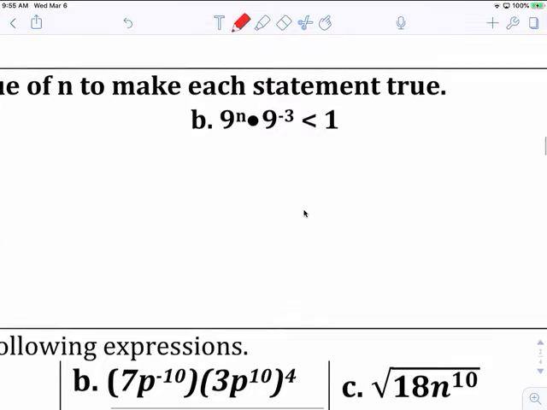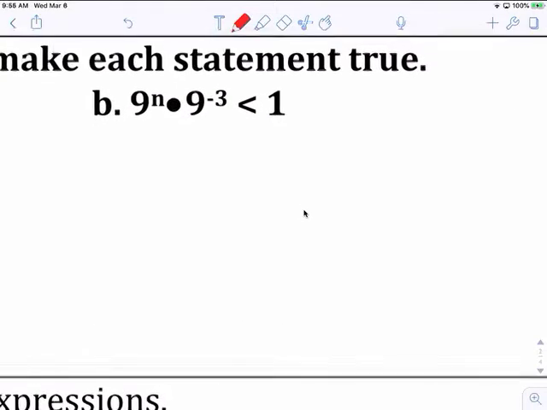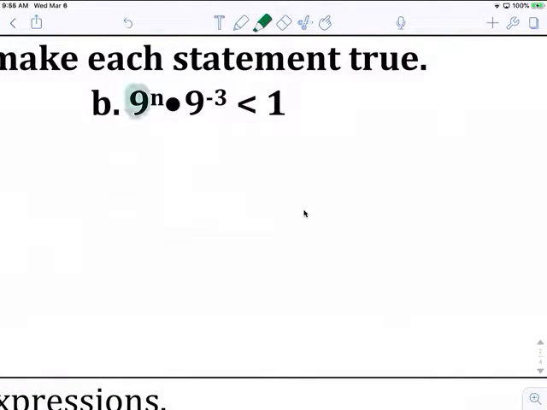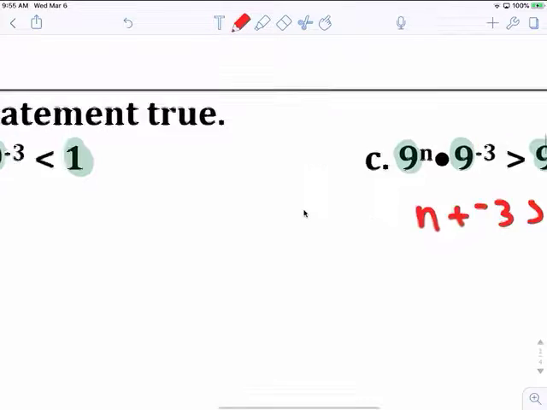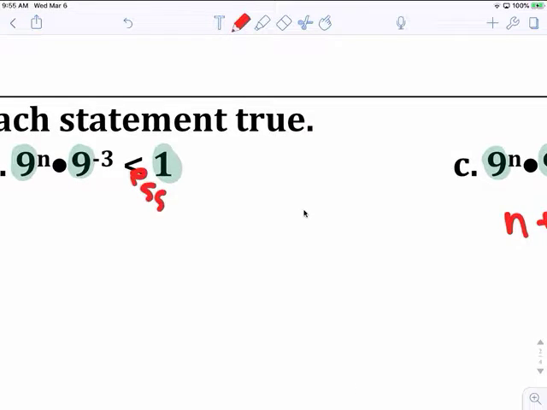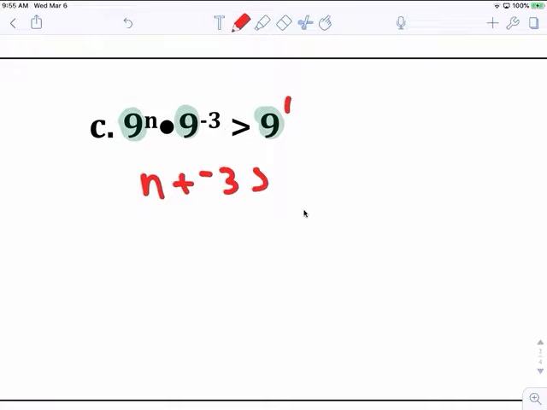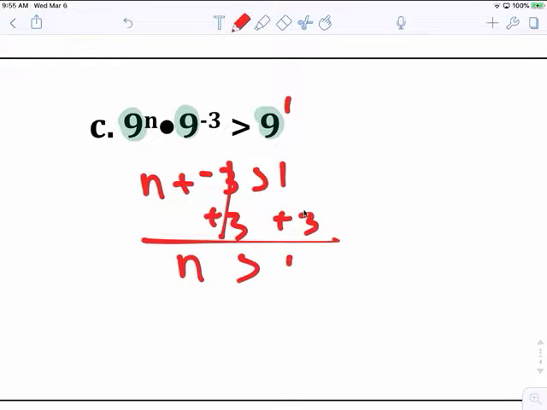But if you have a less than sign, which will be on the test, you need to change the base to be all the same here. So notice these bases are all the same, and this has an exponent of 1, so you're cool here. So this n plus negative 3 greater than, remember less than, it spells less. Greater is bigger than 1. Okay, you add 3, add 3. So you would say n has to be bigger than 4.